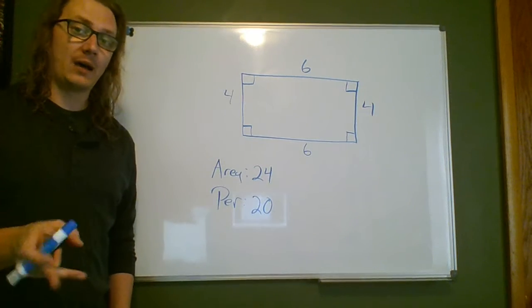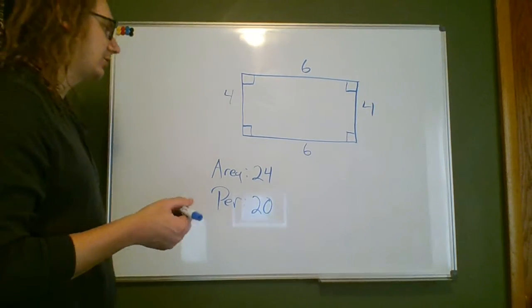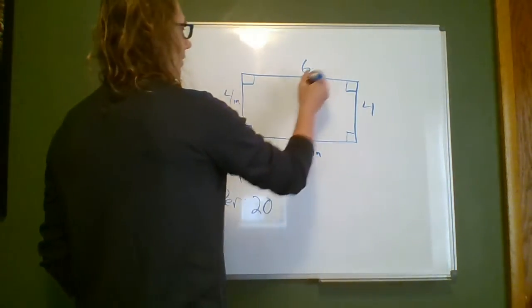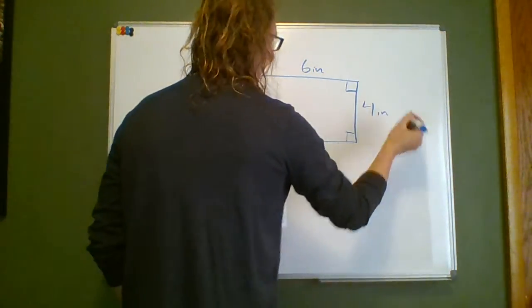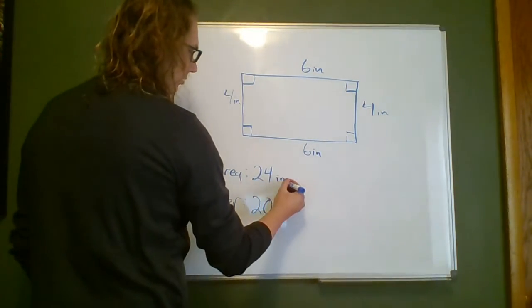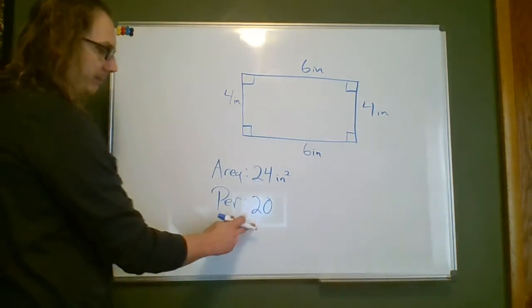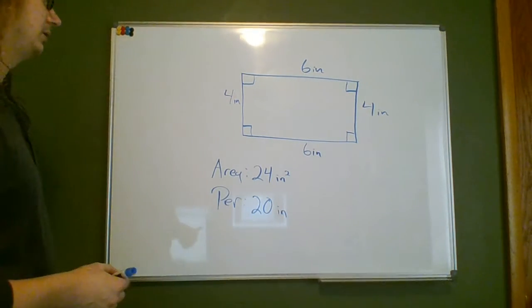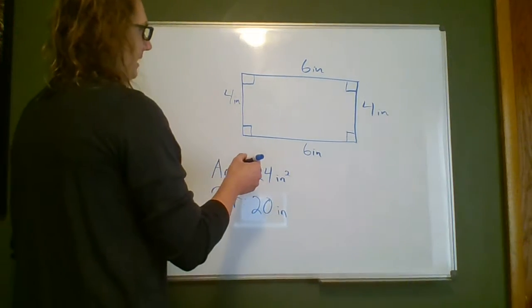Something that I want to point out, though, and this is probably one reason why I should have units. So let's just make these inches, I guess. Okay, we're going to call these inches. Area is in inches squared. Perimeter is just in inches. And let me show you really quickly what I mean by that.